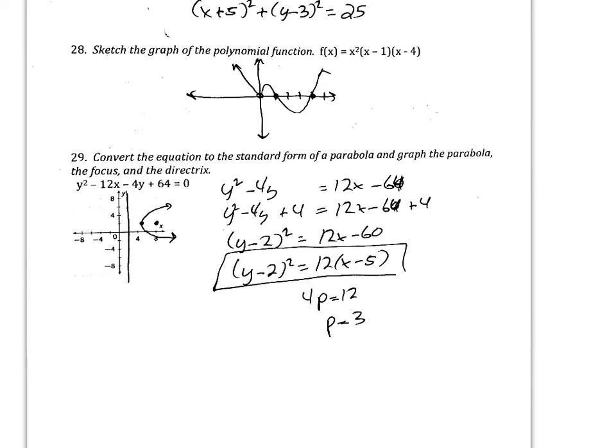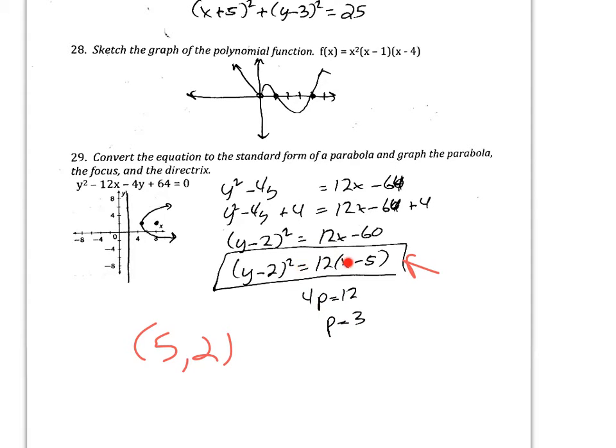Be careful when you write the vertex here. The vertex is 5, 2. Notice the 5 is with the x. Even though it's on the right-hand side, the 5 is with the x. So what I did is I went to the graph and went 5, 2. That's my 4p. 4p is 12, which means p is 3.